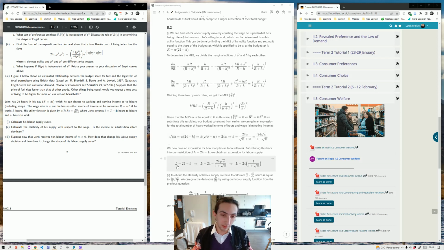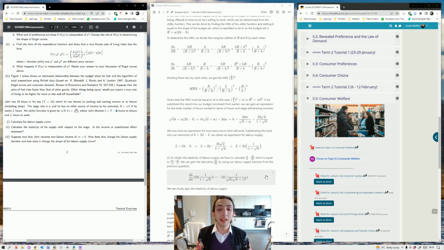So L is equal to T minus H, in this case. If we insert our function for H and rearrange, we get L is equal to 24 times (1 over 1 plus root W). And that is our labor supply function. We now know that labor supply is going to vary based on the wage I'm offered. Lovely. I don't love it, but I got the answer, so at least that's good.